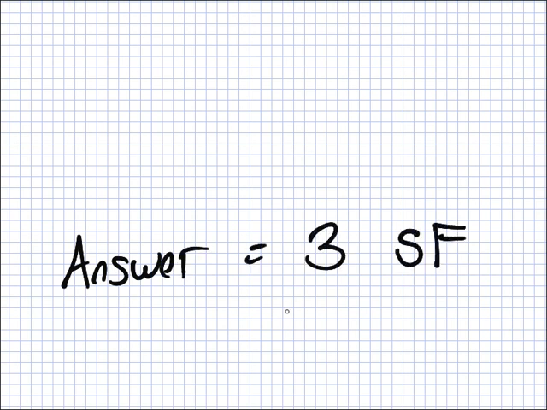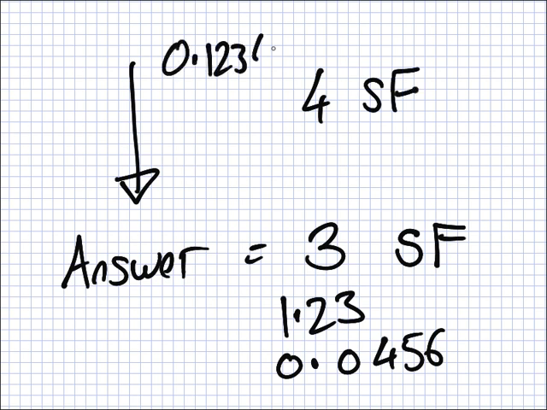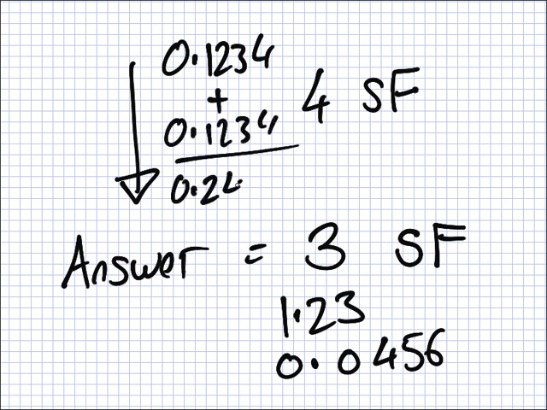Like, for example, 1.23 or 0.0456. You must have 3. But your calculations must be at least 4. So you could do something like 0.1234 plus 0.1234 is 0.2468, and you make that 0.247.